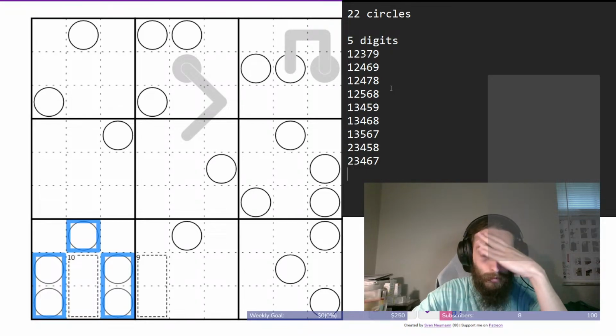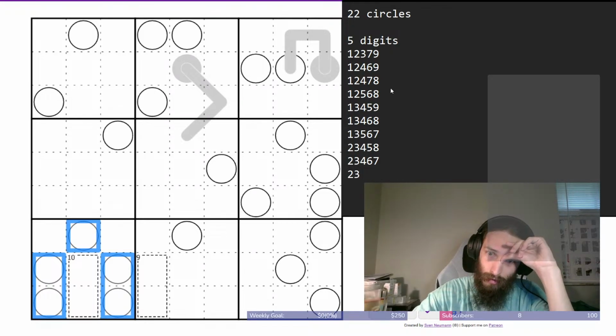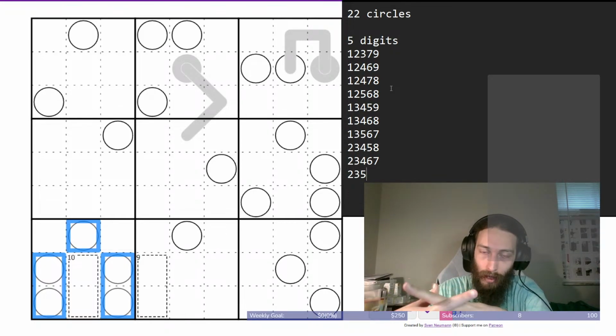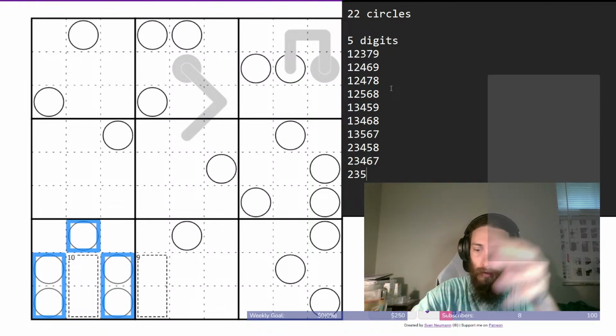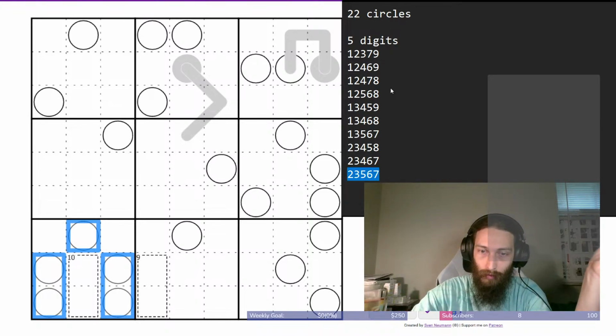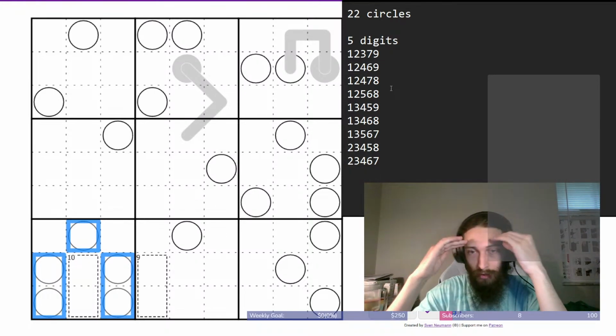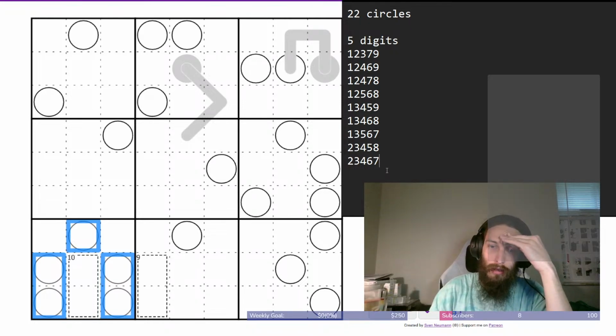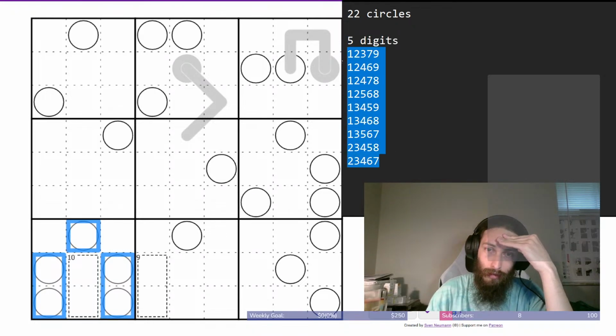And then if the lower 3 are 10, which is 2, 3, 5, as the most compact way of doing that, then I would need 12, but the smallest I can make is 6, 7, which is 23. Okay, so that is the 5-digit possibilities.